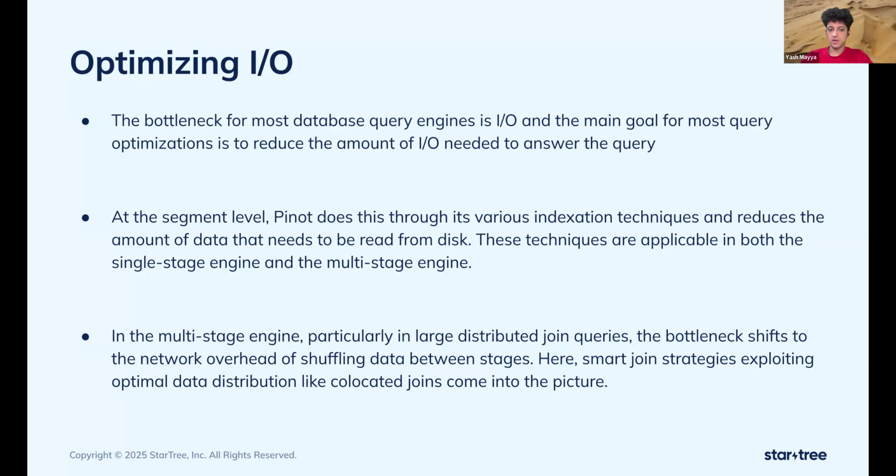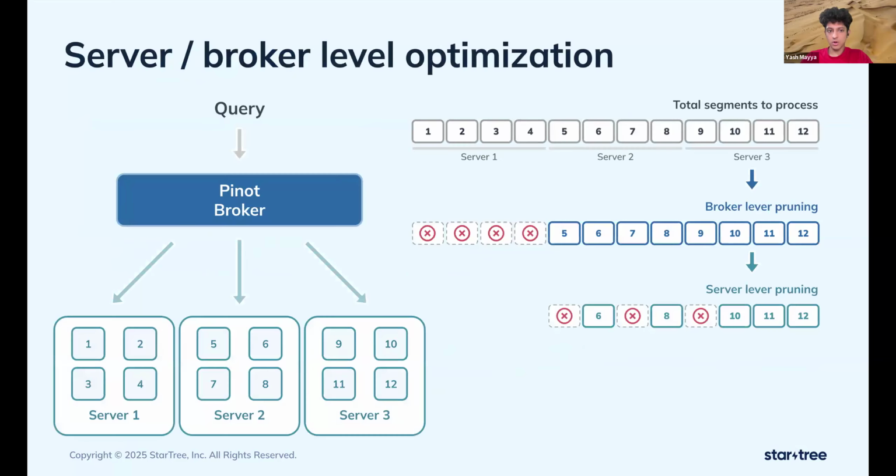In the multi-stage engine, particularly in large distributed join queries, the bottleneck shifts to the network overhead of shuffling data between stages. Here, smart join strategies exploiting optimal data distribution, like co-located joins, come into the picture. Before we talk about the indexation and co-located joins, we'll take a look at a few super simple yet powerful optimization techniques that are applied at the server and broker level. Using the pruners we talked about earlier, we reduce I/O by reducing the total number of segments that need to be processed.